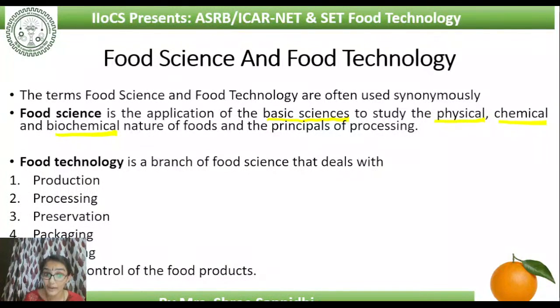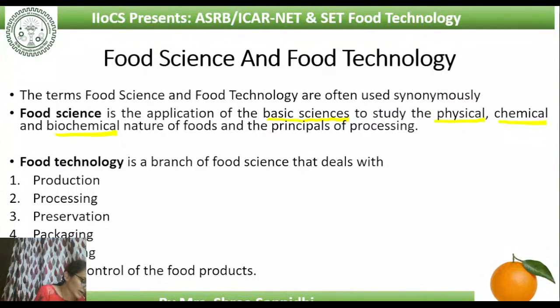So what does biochemical mean? So we know that chemical nature involves all the composition of the food, right? In biochemical nature, it is all those components of food like carbohydrates, fats and all, how do they affect our body? So that we will be studying in biochemical nature of foods.